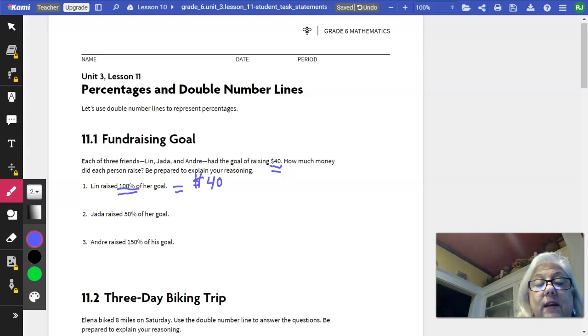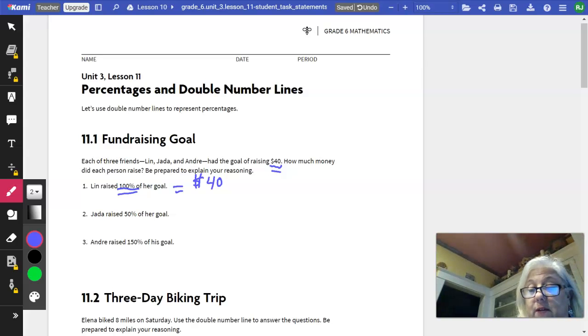Well, it says Jada raised 50% of her goal. Well, if you're talking about 50% of something, that's half. So what is half of 40? How do we find that out? Well, you need to divide 40 divided by 2, and that would give you 20. So half of 40 is 20. So this means that Jada raised $20. 50% equals half.